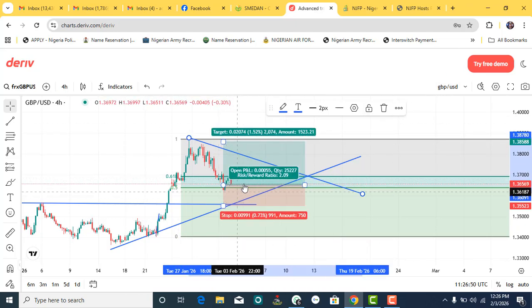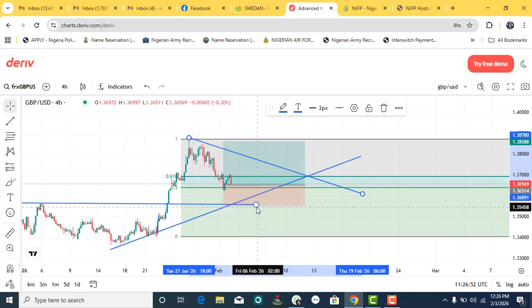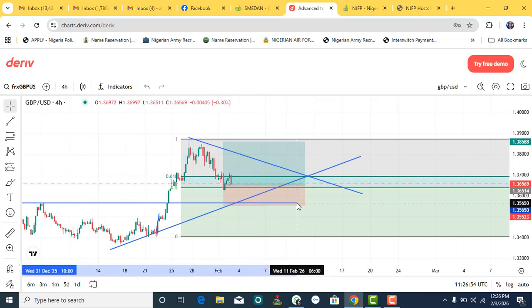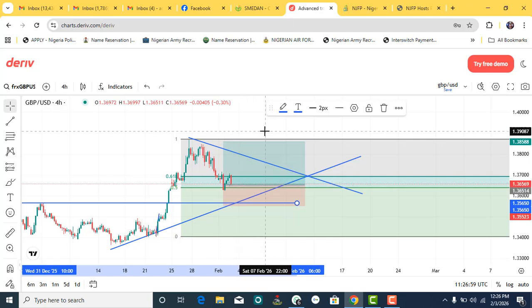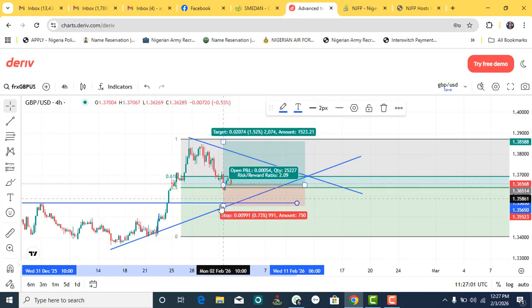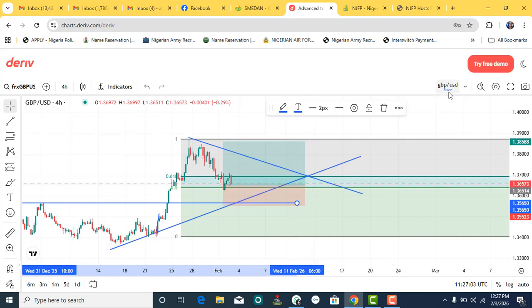So let's expect that the market will actually go up to this level, because I'm not expecting the market to come back here, but somewhere around here I'm expecting the market to change direction going upwards, so that we could cut somewhere around 1:2. So this is what we're looking at on GBP USD.